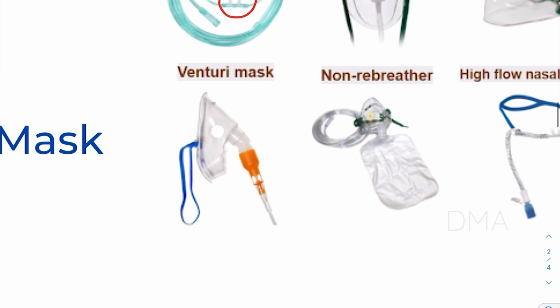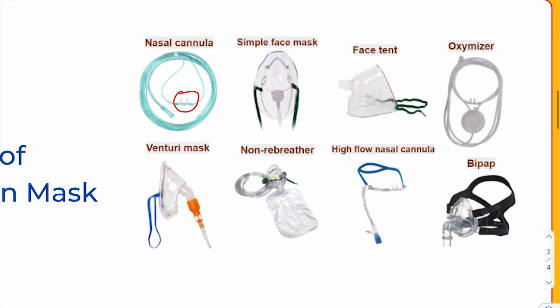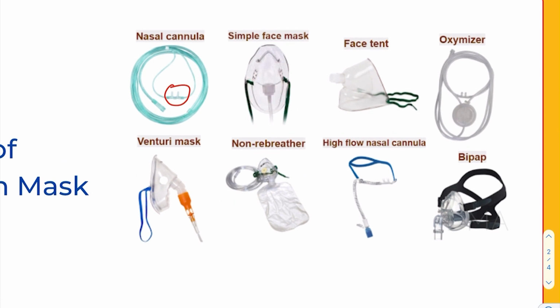And then there is Venturi mask. How to differentiate between a Venturi mask and a simple face mask? It is pretty simple. As I said earlier, a simple face mask has multiple holes on either side of the mask, whereas a Venturi mask has one big hole on each side of the mask. And we use a Venturi mask for patients who need a controlled oxygen percentage. So we can control the percentage of oxygen being given to the patient when it comes to a Venturi mask. And in such scenarios, we use a Venturi mask.